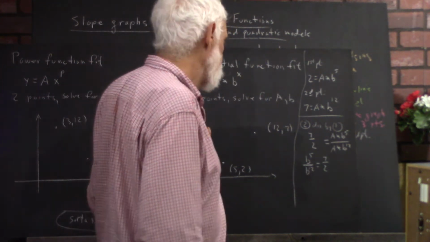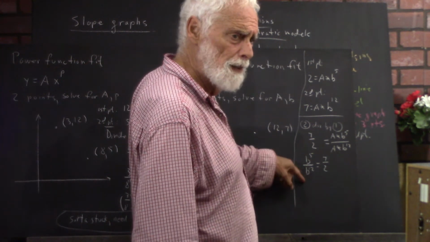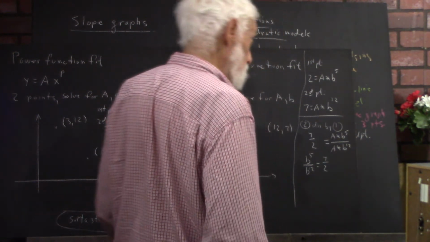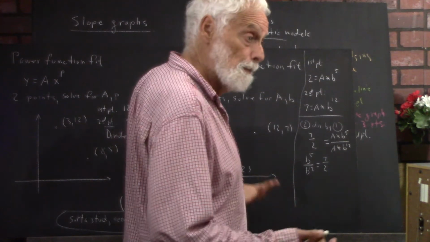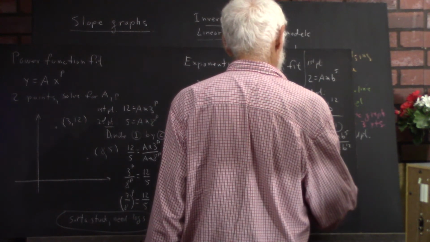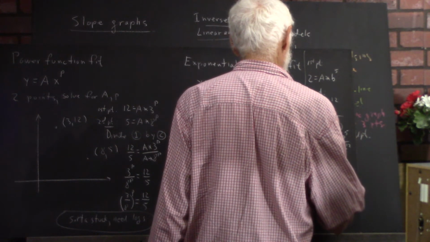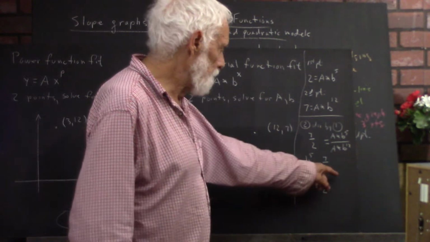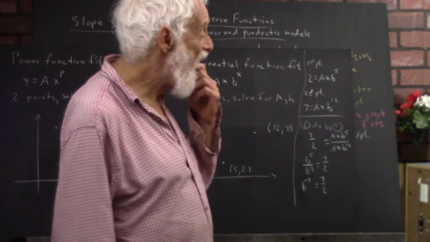Well, what's b to the 5th divided by b to the 12th? Okay, b to the 5th divided by b to the 12th is b to the -7th. So now I know that b to the -7th is 7/2.